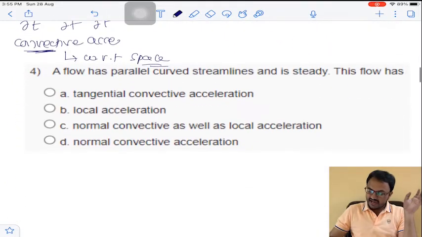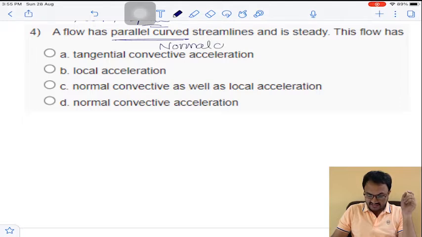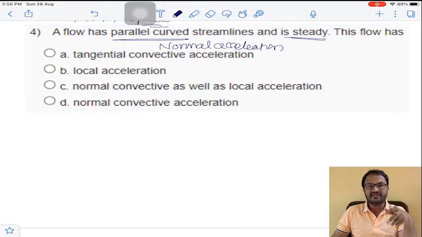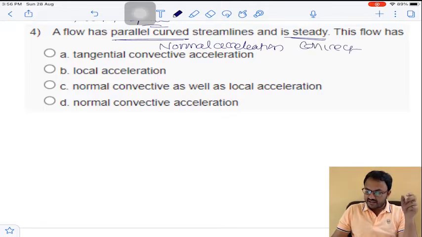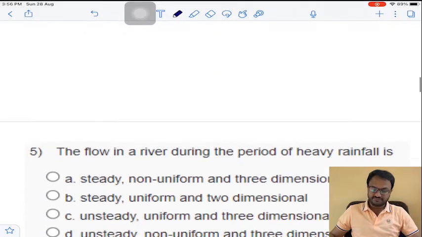Clear? Next question. A flow has parallel curved streamlines. Curved streamlines means normal acceleration exists. And the flow is steady means with respect to time all the parameters are 0. That is, there is no temporal or local acceleration. It has convective acceleration. So the flow is having convective normal acceleration. So the answer is D for question number 4.